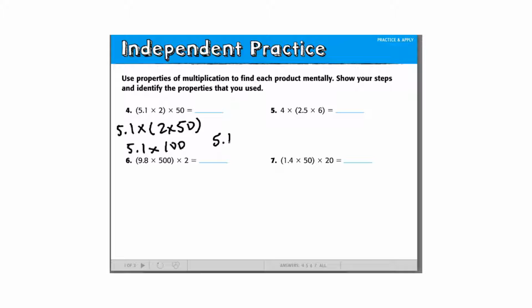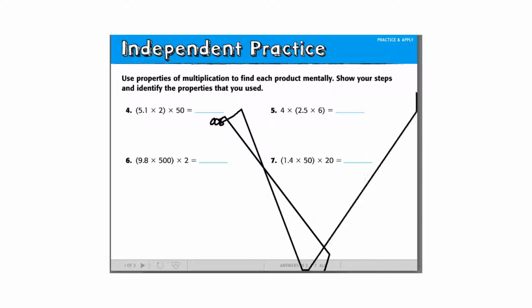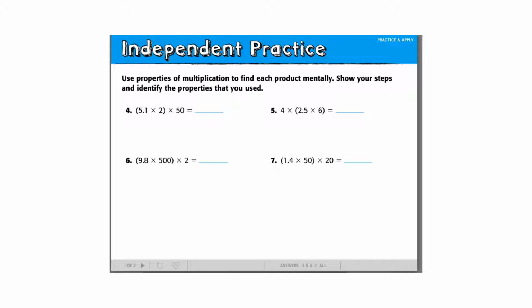Remember how yesterday we learned that when you multiply by a power of 10, I'm going to scoot that decimal over twice. 1, 2. So then my answer is 510. And the property I used was the associative property. This thing keeps messing up. So you have to show your work, and you have to identify the property. My answer would be 510, but if you just put this, you can't get credit, because you have to show what you did. Then you have to list what properties you used.